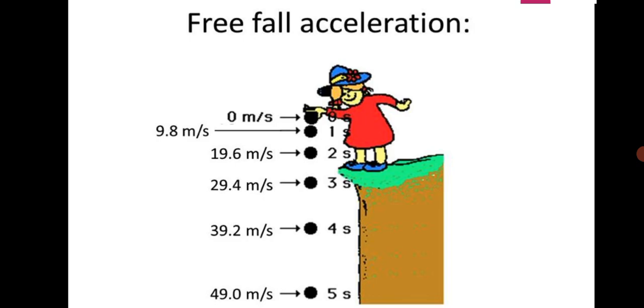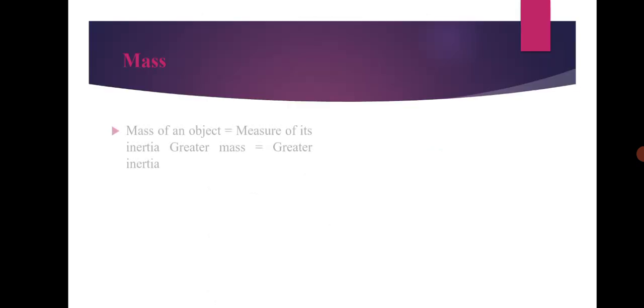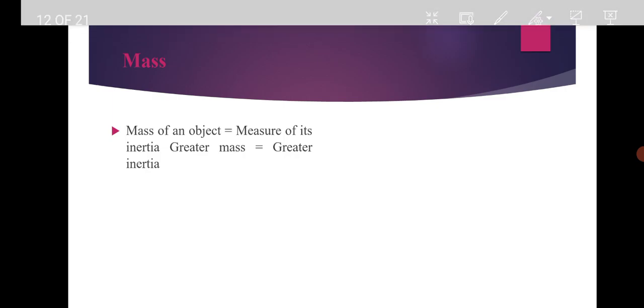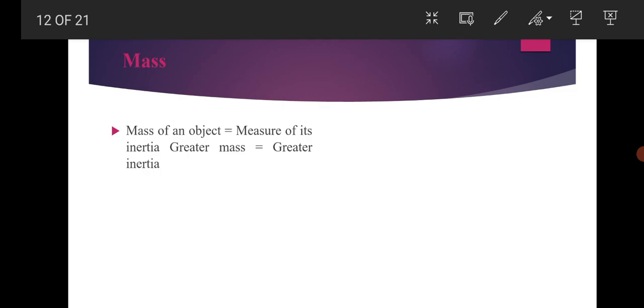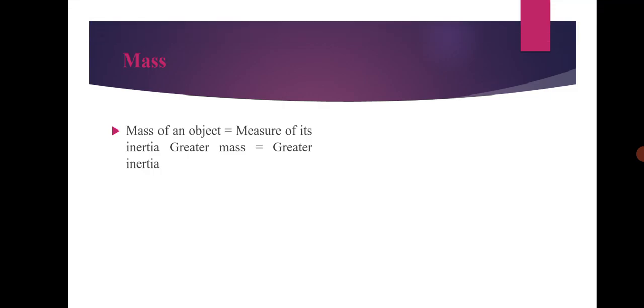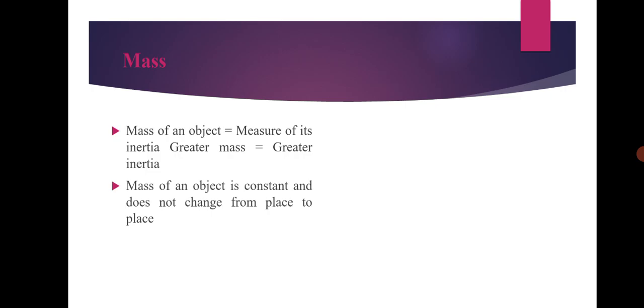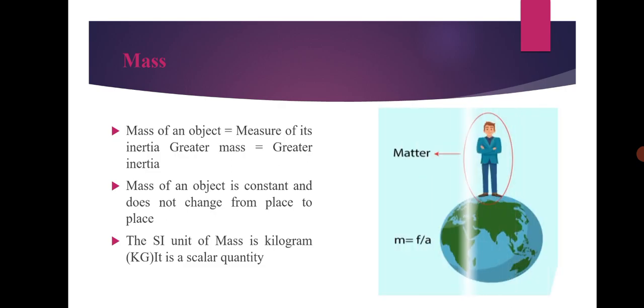Next we move on to the concept of mass. Mass of an object is a measure of its inertia; greater mass means greater inertia. Mass of an object is constant and does not change from place to place. The SI unit of mass is kg and it is a scalar quantity, and here is the figure which represents the mass.